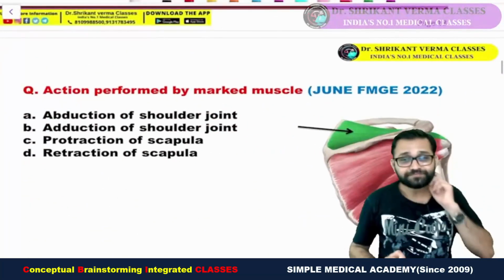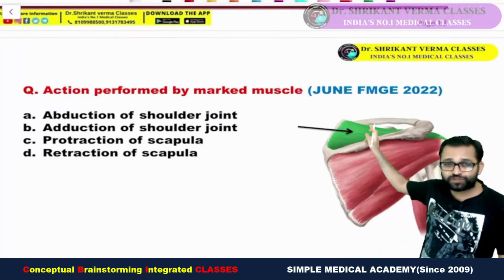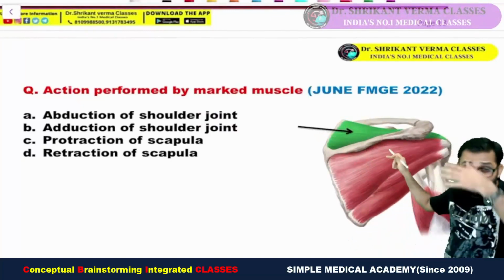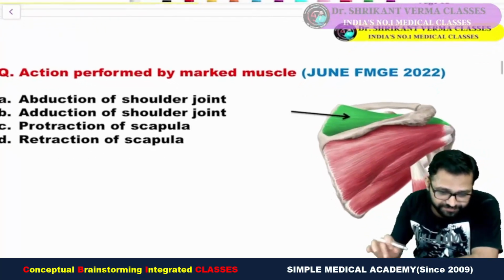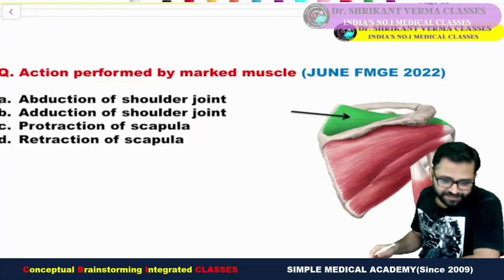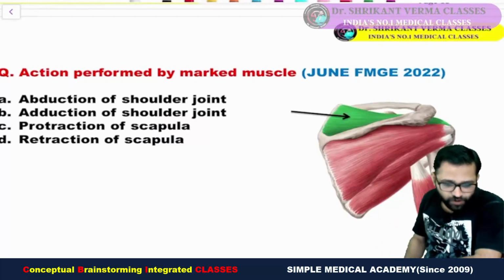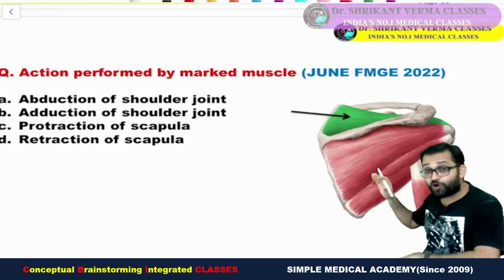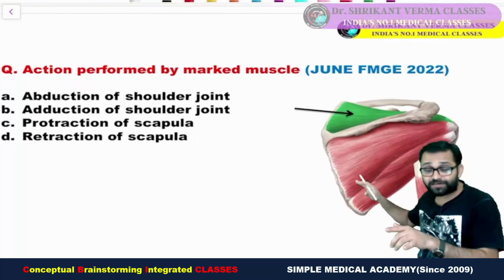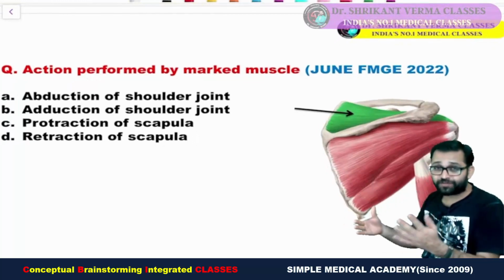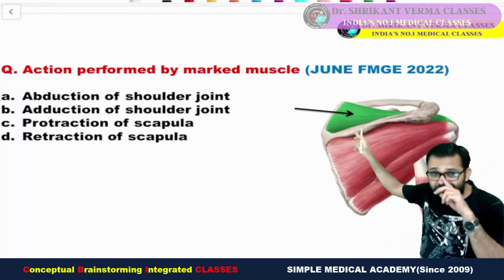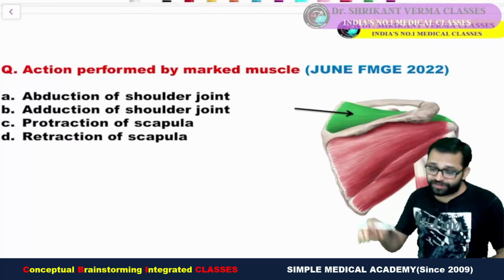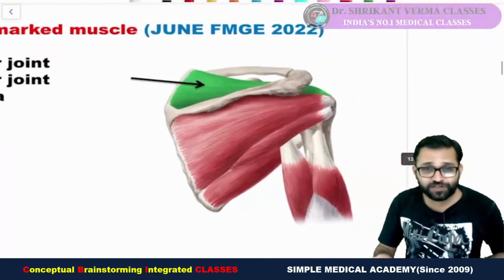Okay, so this was the question. Now see here, in June FMGE 2022, another question from our upper limb part. Can you try? We will see all the questions better. This is not purely the anatomy part. Yes, it is integrated anatomy. So this is the direct question from the anatomy. See here, the action performed by the marked muscle. So can you tell me, identify this muscle first.